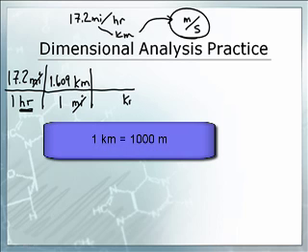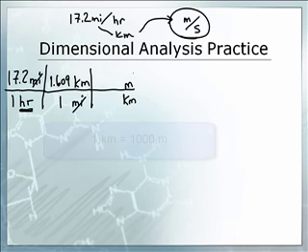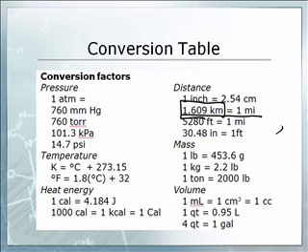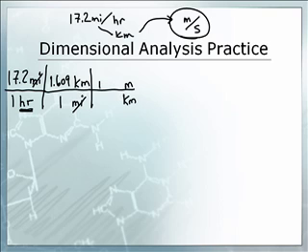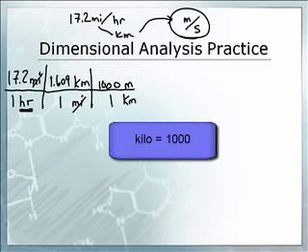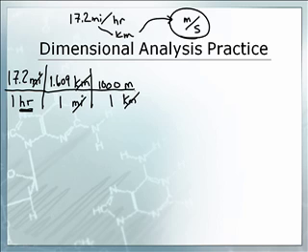That's easy. I can go kilometers to meters. Now that's not on my conversion table. No kilometers to meter. You're going to have to use the fact that there's 1,000 meters in one kilometer. And the kilometer cancels. All right, now I'm in meters on the top.